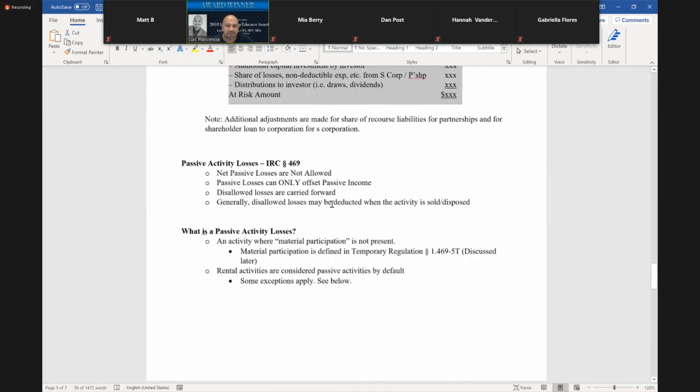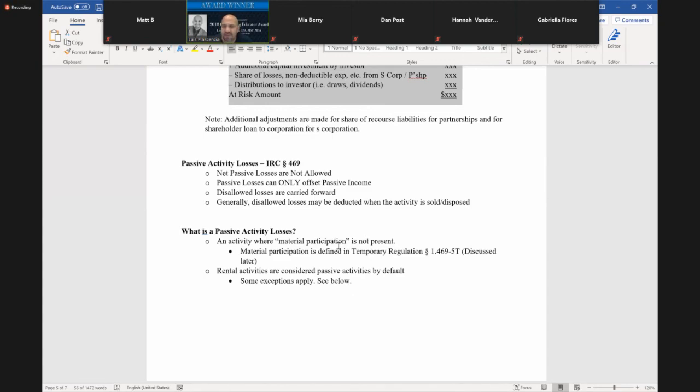So what is the question? The question is, what is a passive activity loss? An activity where material participation is not present. And I'm going to go over the rules in a few minutes. And again, the book gives you a lot of details on the passive activity rules.